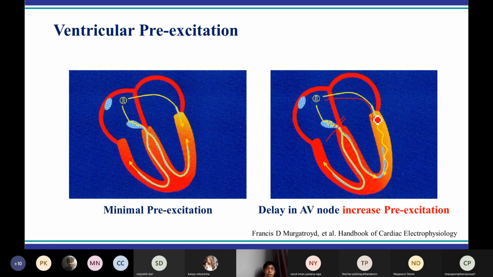And if you increase the conduction through the AV node, such as when you put the patient into exercise, and the conduction through the AV node increases, you will see less pre-excitation.